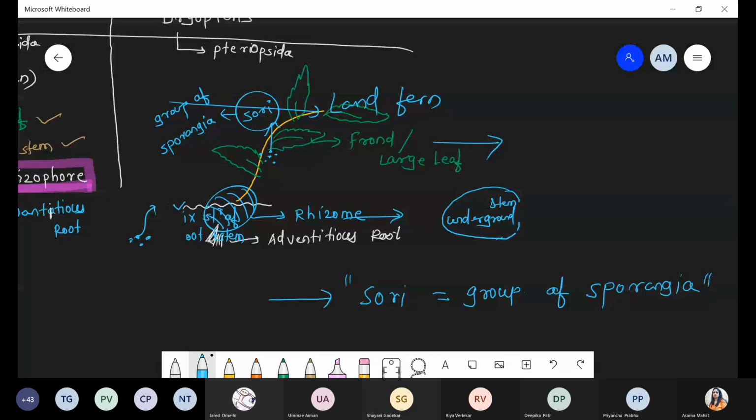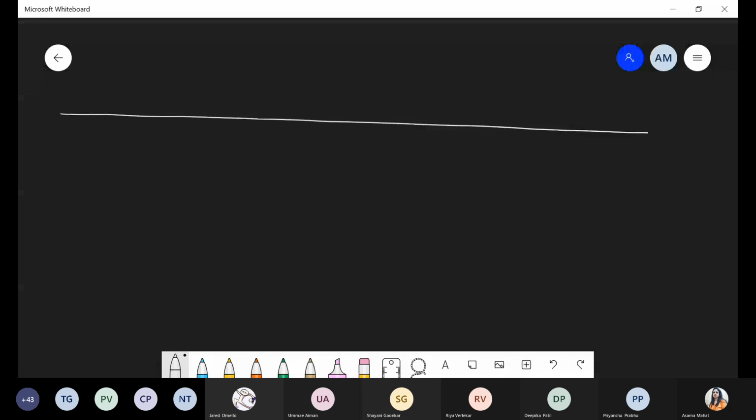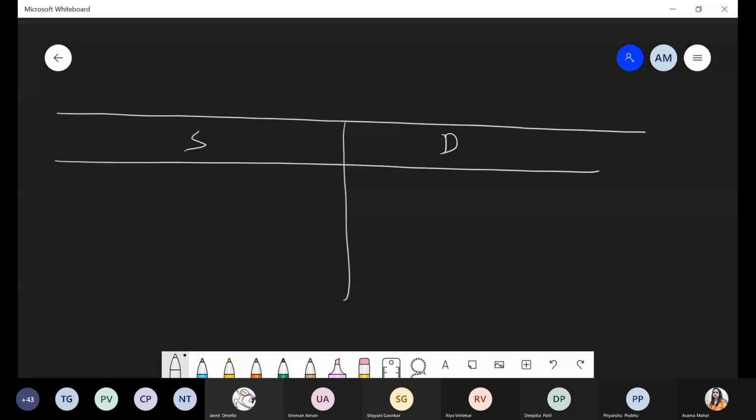Okay, now the second point, very simple. That is the difference between the Selaginella and the dryopteris. I'm just writing SD. Please write down. We will continue with Selaginella in case of dryopteris. And after the main body, we are talking about sporangia. And you know very well, sporangia are also diploid in nature.